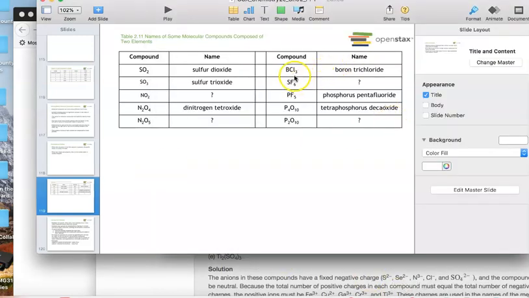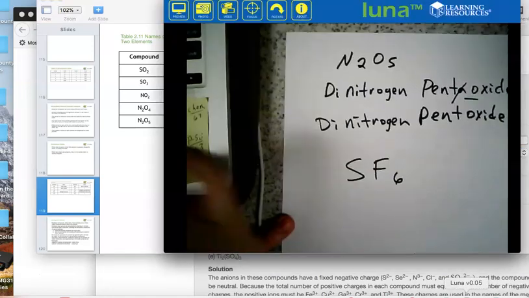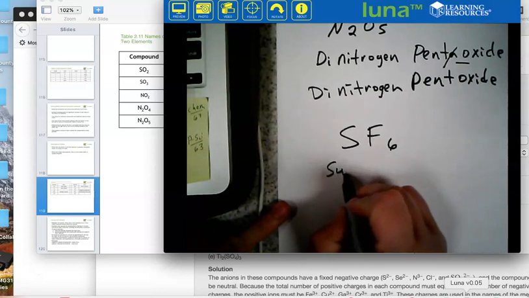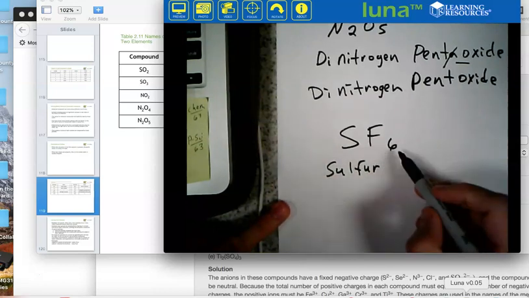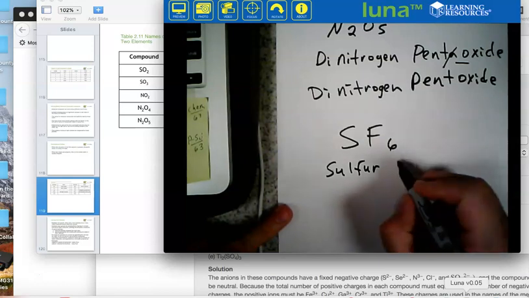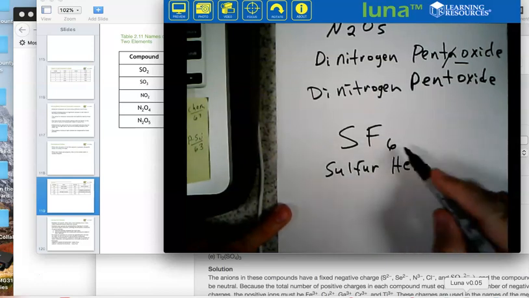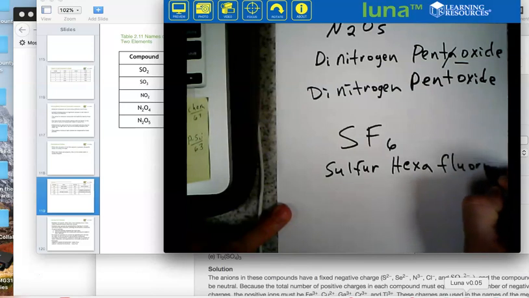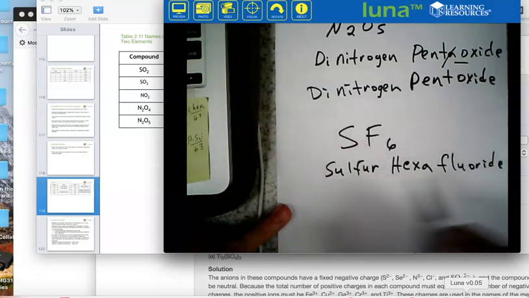All right, next one, BCl3. B is boron, Cl is chlorine, 3 is tri, so boron tri, chlorine becomes chloride, so boron trichloride. All right, SF6. So looking at SF6, S is sulfur. There's only one, so I don't need a prefix there. The prefix for 6 is hexa. Okay, fluorine becomes fluoride. So sulfur hexafluoride.